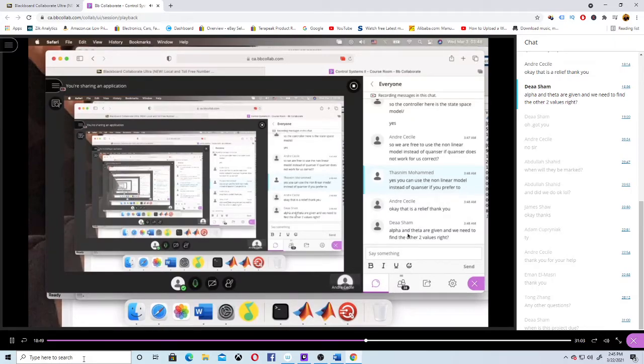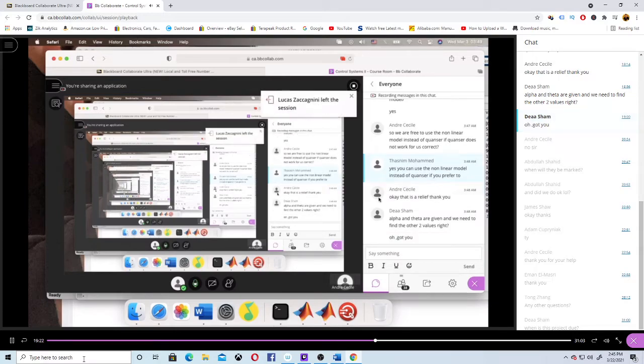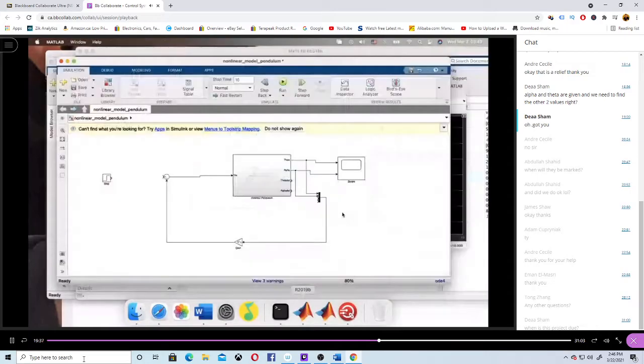Alpha and theta are given. I'm not sure whether you have learned the state space model, but from the output you can only obtain alpha and theta. You need to use the state space model to find the other two values. If Dr. Chen says you can use full state feedback, which means you can get all four states, all the system states here, then if he allows you to design a controller with full state feedback, this structure will be good enough.